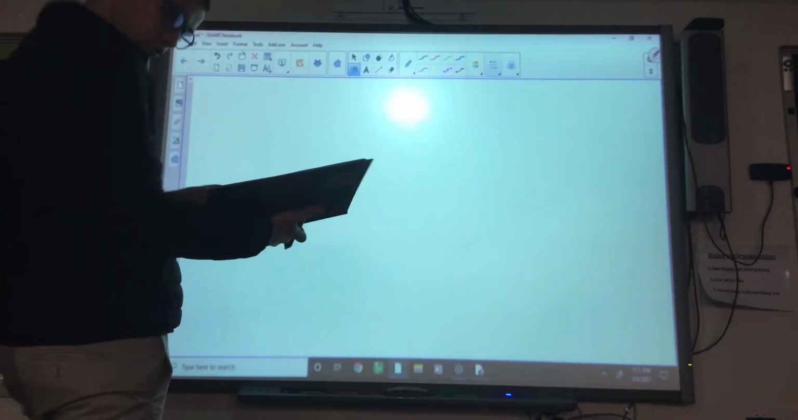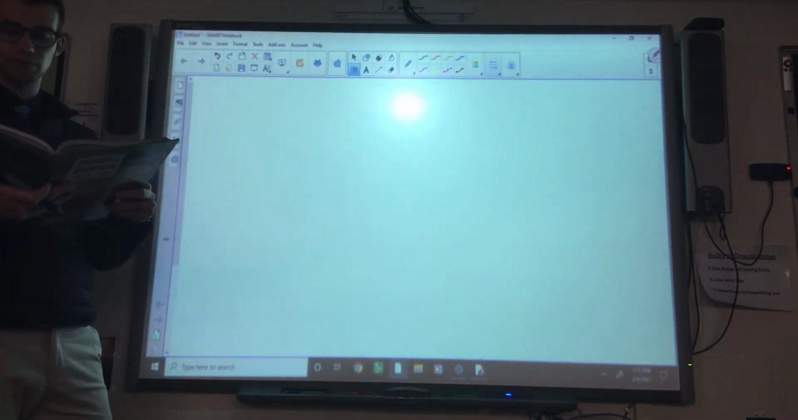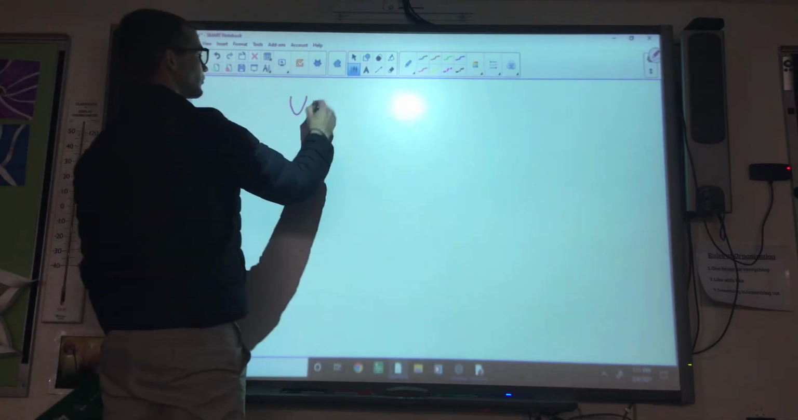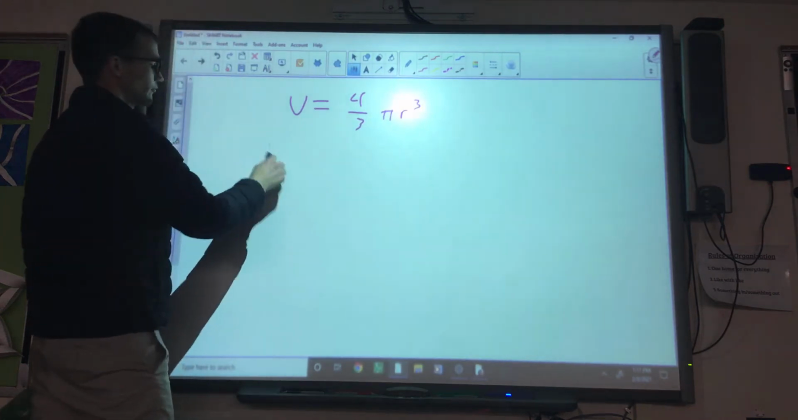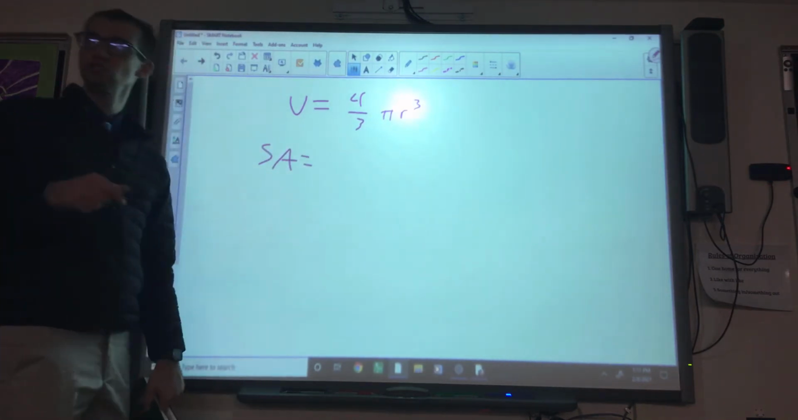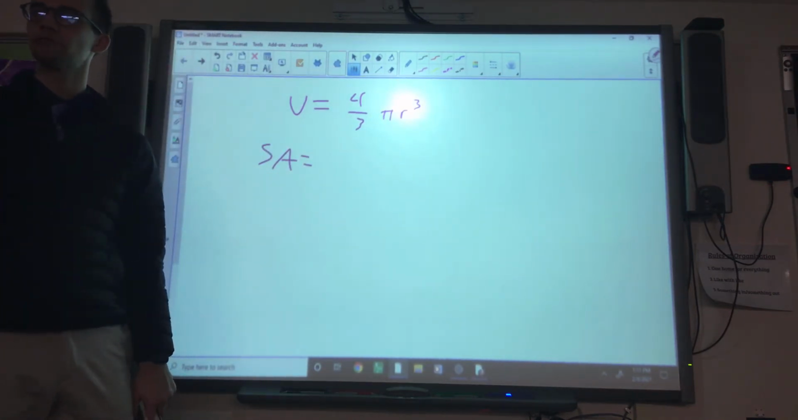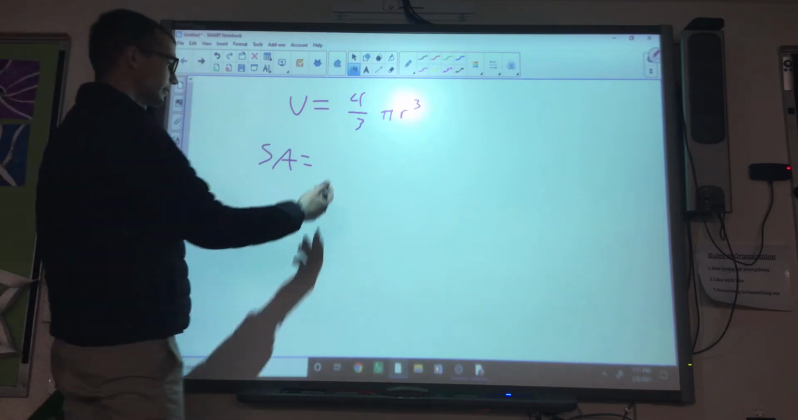All right, we're on page 159 here. We just did volume of a sphere. Remember, volume of a sphere is 4/3 pi r cubed. Now we have surface area of a sphere. If you have a cheat sheet that you're writing all your stuff on, I would grab the cheat sheet and write these down right now.